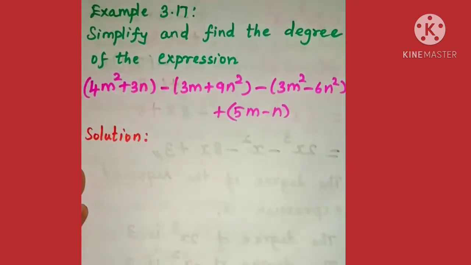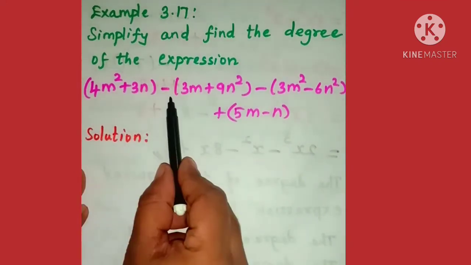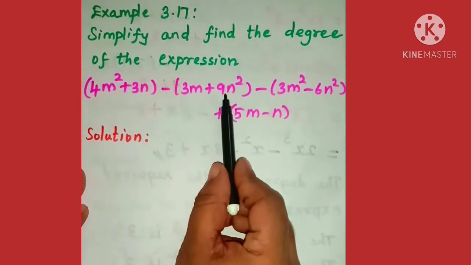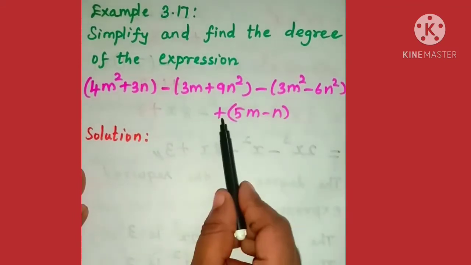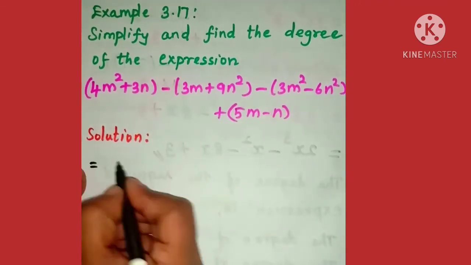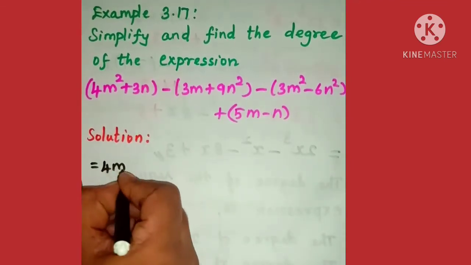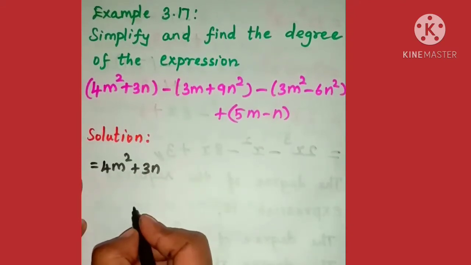Students, example 3.17. Simplify and find the degree of the expression 4m squared plus 3n minus of 3m plus 9n squared minus of 3m square minus 6n square plus of 5m minus n. So now, first write down. So first remove the brackets.